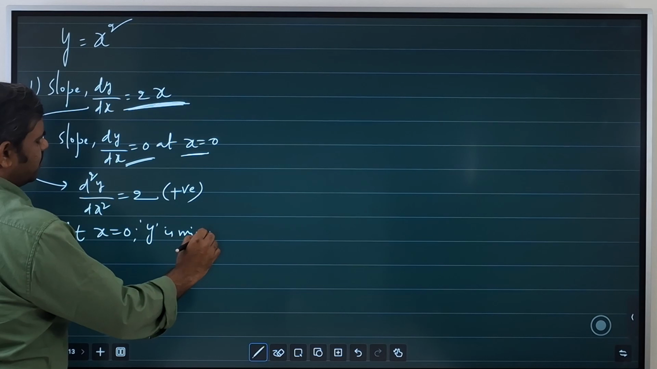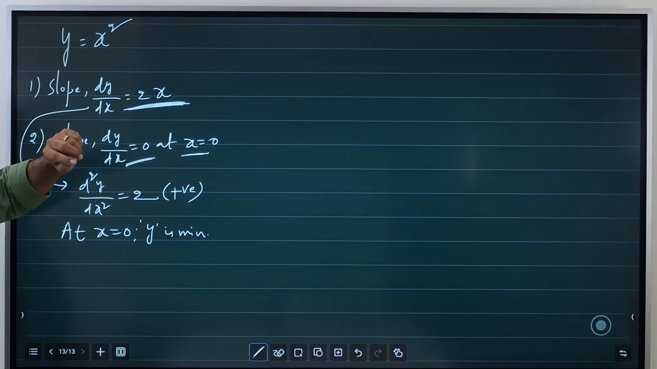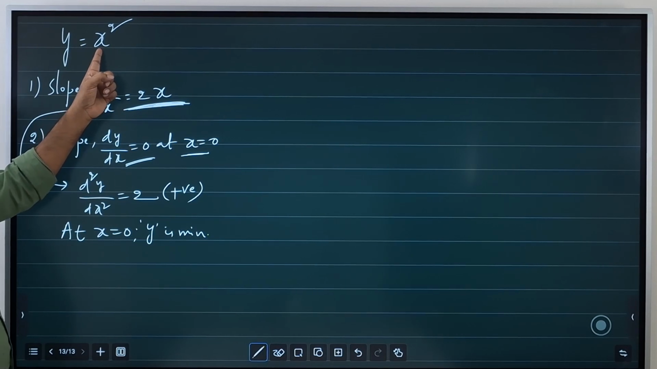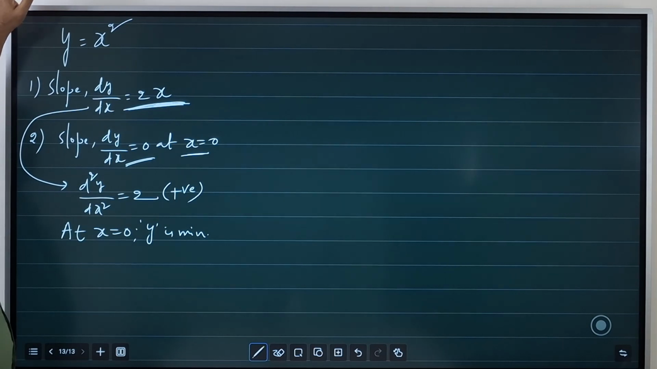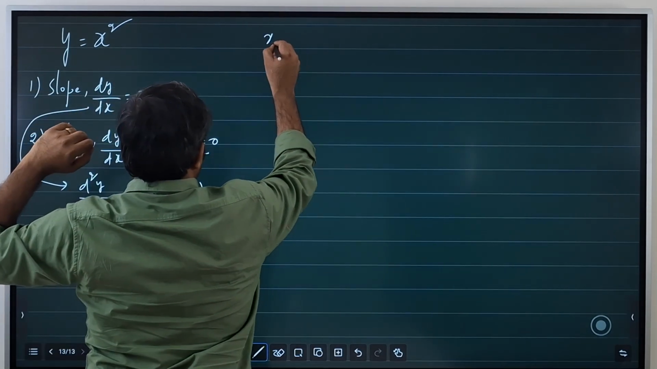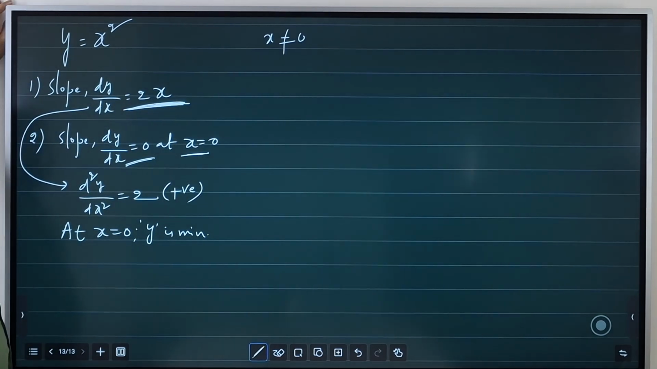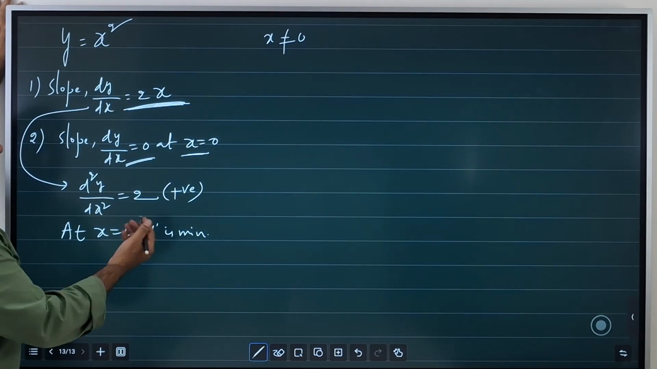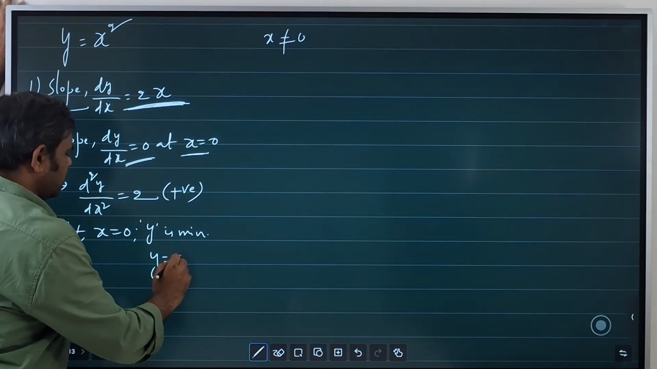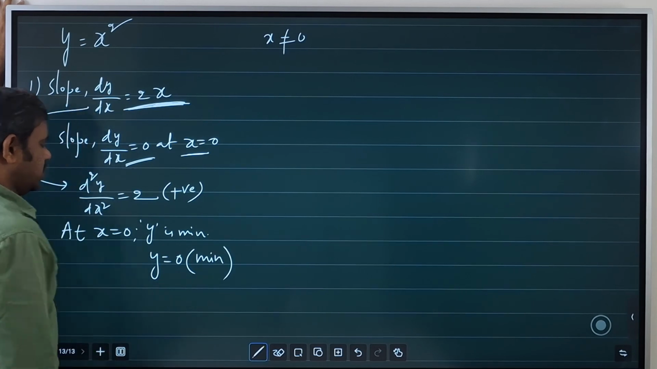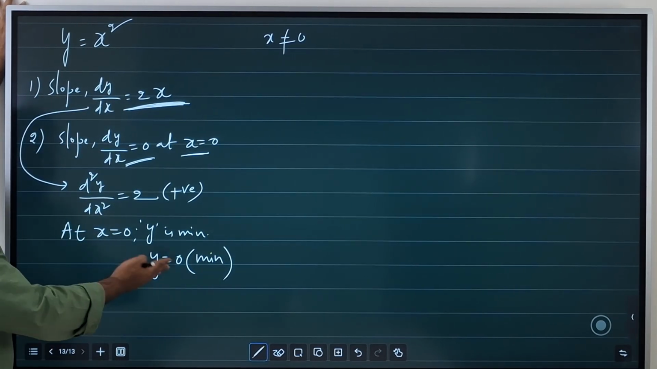That can be understood from the function itself. For all positive values of x, y is positive. For all negative values of x also, y is positive. It means y is always positive for x not equal to 0. It means for x is equal to 0, y is 0. That's the minimum value. So if at x is equal to 0, y is minimum and that minimum value is 0. At x is equal to 0, y is 0.